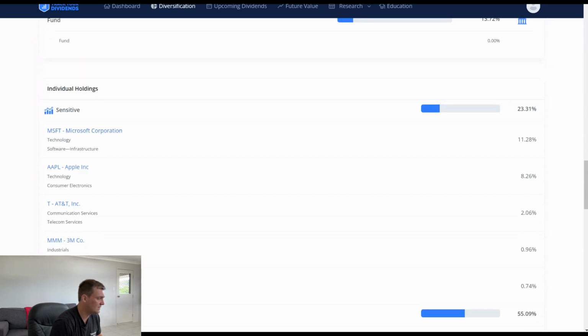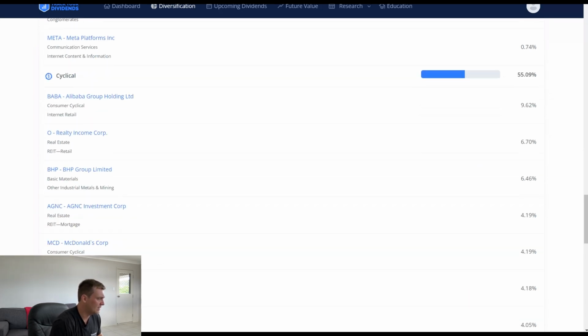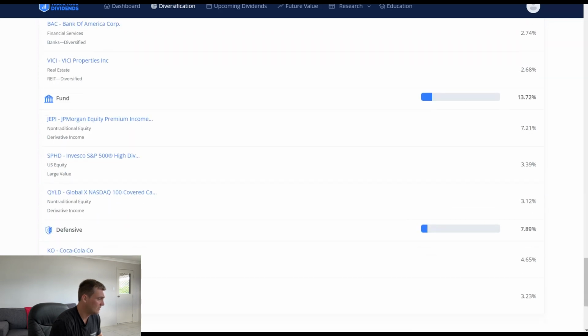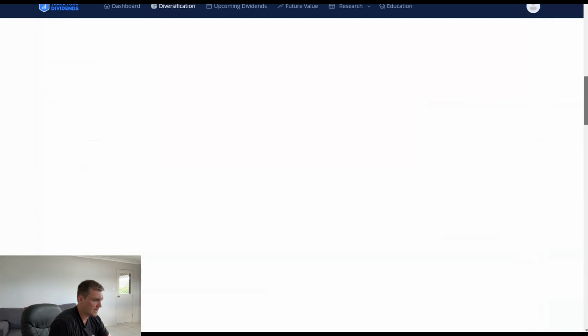It's even got individual holdings down here. So this comes under the sensitive, being Microsoft and Apple. I wouldn't really consider those sensitive. They're fairly comfortable and stable companies, but that is what it is. So the cyclical, Alibaba, that's definitely accurate there. And all the ETFs here, so the funds being 13% of the total portfolio, and then it gets broken down into individual funds. So with JEPI, 7% of that total 13% is in JEPI. Defensive, Coca-Cola and Pfizer. But let's scroll back up and we'll see what's next.